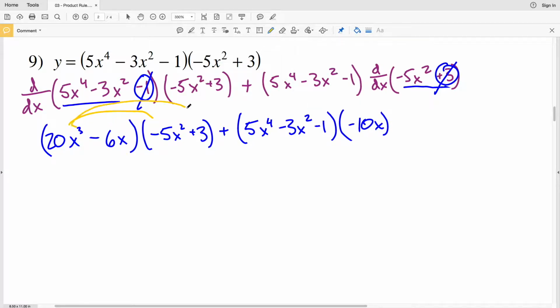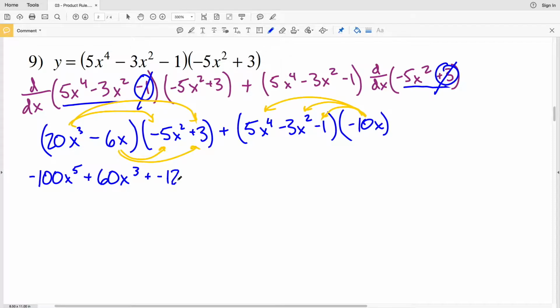So foiling and distributing, I'll go ahead and expand this out and then simplify. 20x cubed times negative 5x squared is negative 100x to the 3 plus 2, or x to the fifth. And then I'll add that to 20x cubed times 3, which is 60x cubed. And that will get added to negative 6x times 3, which is negative 18x, and then add it to negative 6x times negative 5x squared, which is a positive 30x to the 1 plus 2, or 30x to the third.